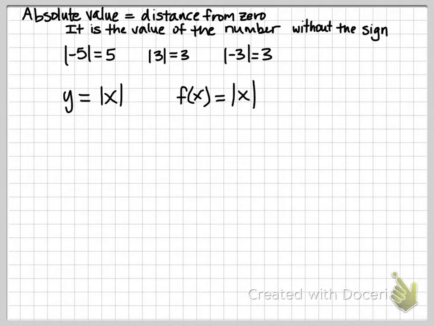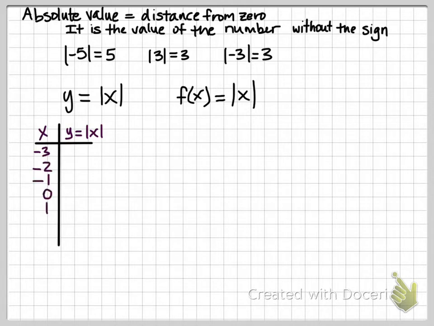If we want to graph that, we can make a t-chart, or our little xy table. So let's make an xy table. In a few minutes you won't have to do that because you'll know the basic shape and we'll just fill it in. But for right now we don't know that yet, so we're going to make a table. When in doubt, always make a t-chart. So we have x, and then we have y equals absolute value of x. So if you have -3, -2, -1, 0, 1, 2, and 3, those are your x values.